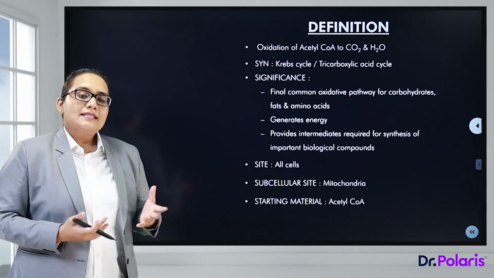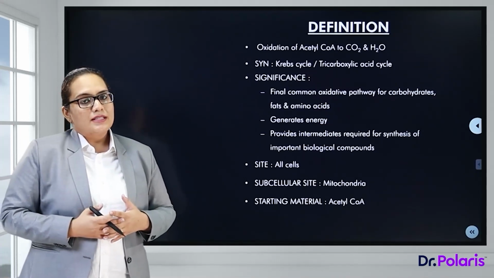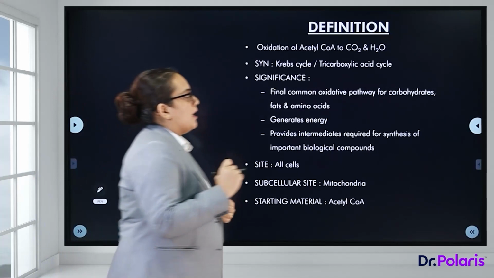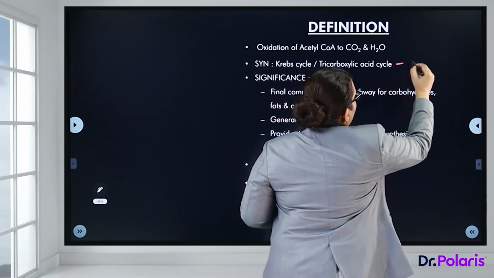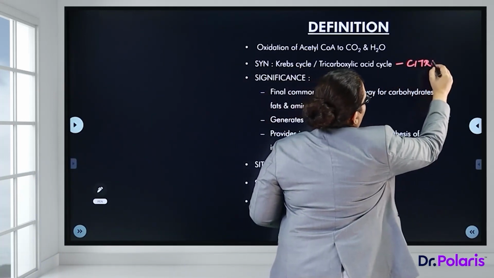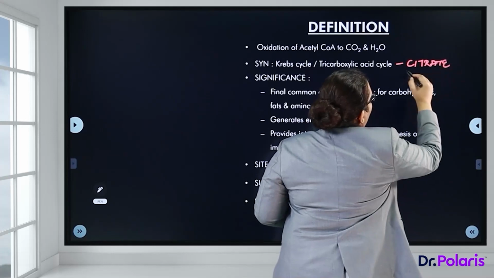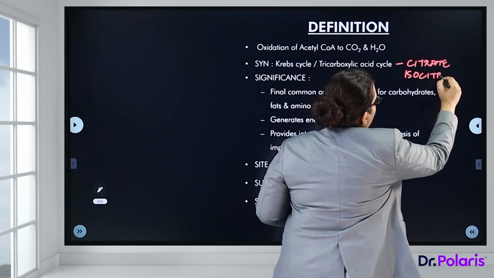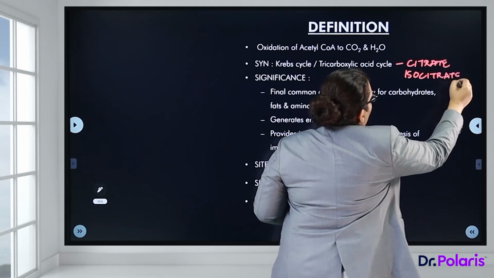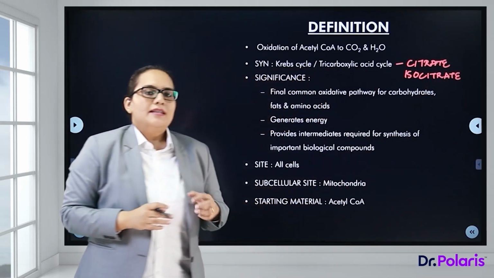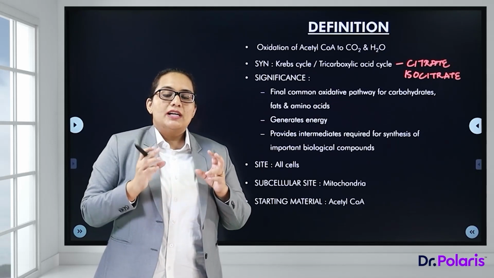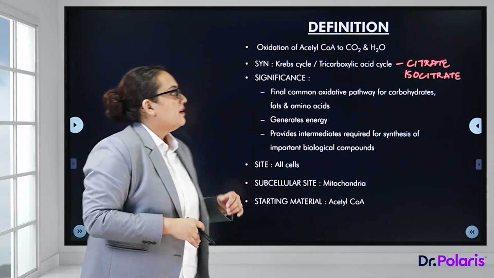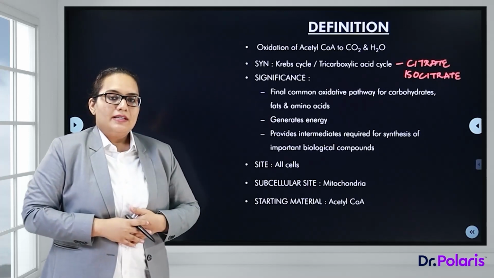Now, the citric acid cycle is also called the tricarboxylic acid cycle because two of the intermediates are tricarboxylic acids, that is citrate and isocitrate. These are the intermediates of the TCA cycle or citric acid cycle. Now, what do you mean by a tricarboxylic acid? A tricarboxylic acid is one which contains 3 carboxylic groups in the structure. So now we'll move on to the significance.